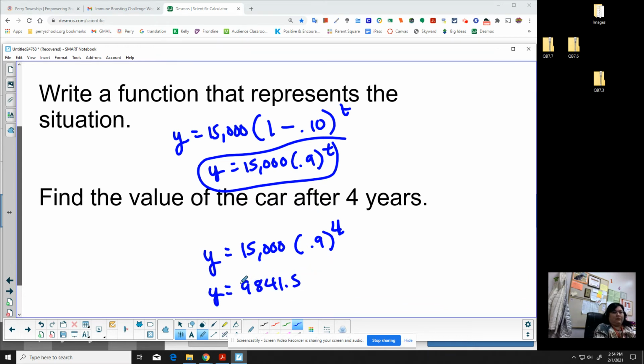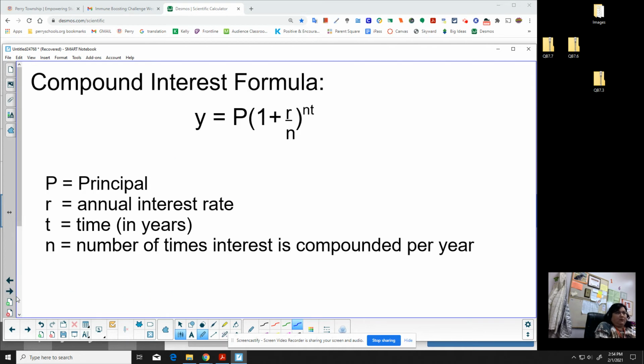9841.5. Find the value. And this is money, so I'll put a dollar sign and a 0. So anytime you buy a car, that car depreciates or gets worth less each year that you drive it. So that makes sense. The car value went down. Okay, and then these are the last couple, and this is on the test, so make sure you understand this.